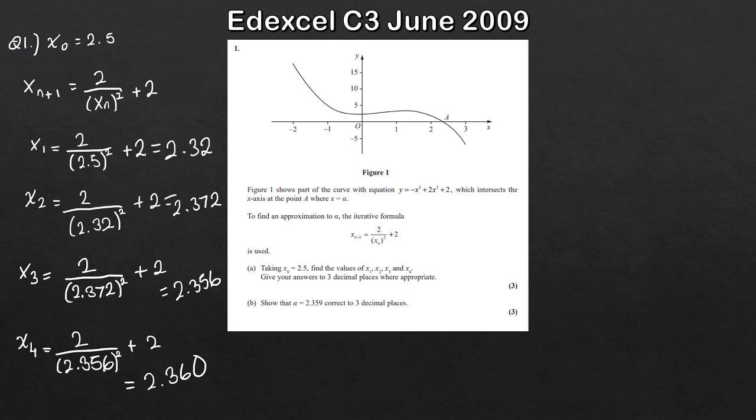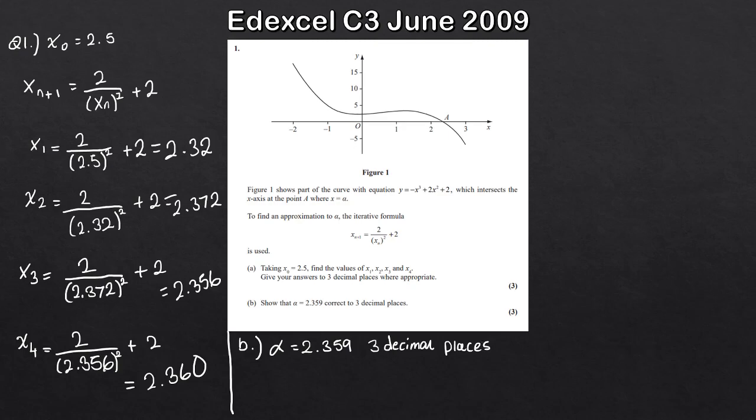Part B, we want to show that alpha is equal to 2.359 to 3 decimal places. The easiest way to do this is considering an interval. So for part B, what I'm going to do is consider an interval for this. If alpha is 2.359 to 3 decimal places, what I need to do here is consider an appropriate interval.